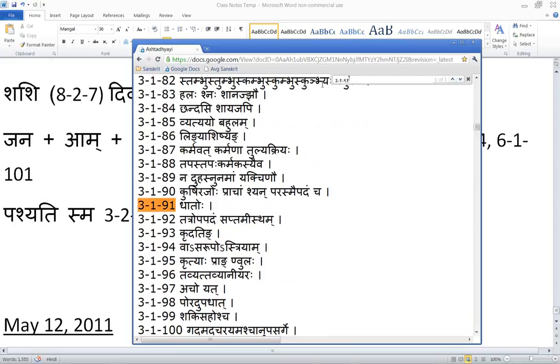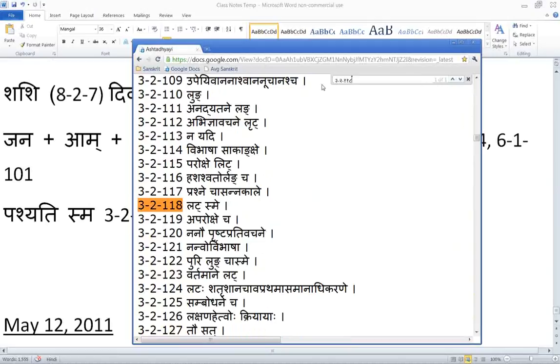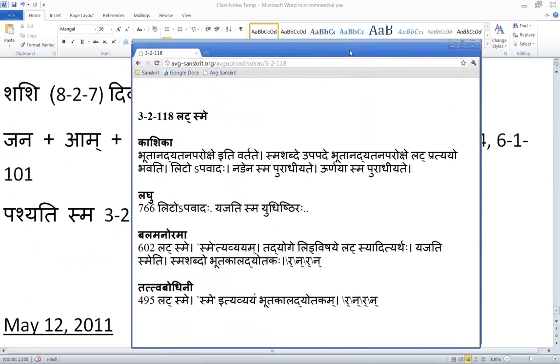So in the sutram Latsme, which you saw towards the end of last class, this Sme is Saptami Ekavachanam. That means Sma must be used close by. In the proximity of Sma, Lat can be used. Lat can be used in what meaning? Bhutanadyatana parokshe iti vartate. So it should be bhutarthe anadyatana parokshe, all three.